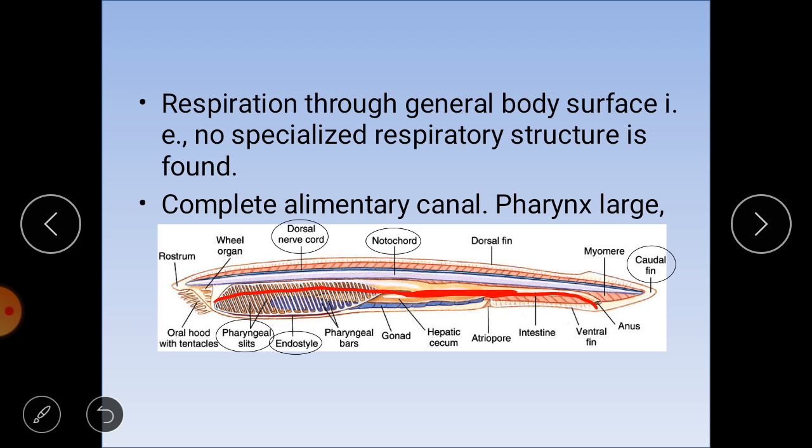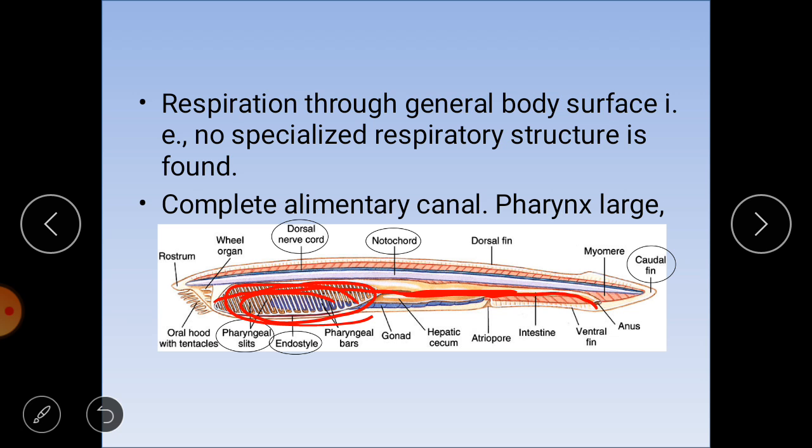So cephalochordates have a complete digestive system, and they have a pharynx which is very large. You could see here the pharyngeal gill slits, the pharyngeal bars. So this is actually the pharynx, and you know that. In humans, we can say that in the neck region you will find the pharynx, which is connected to the remaining part of the digestive tract. Exactly, here they have a large pharynx. You could see here, right? So this is actually a large pharynx part.